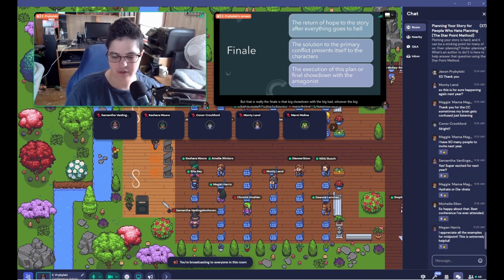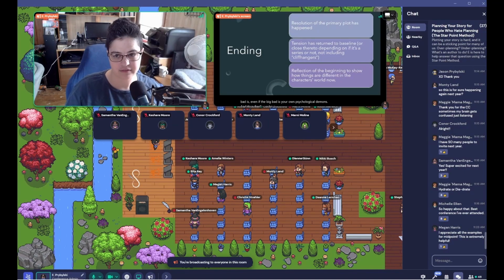And then finally, we have the ending. The ending is the resolution of the primary plot. In a series, secondary plots may well not be resolved. If you're writing a standalone, everything should be resolved, if possible. At least within reason. It should feel satisfying. And tension has returned to baseline.